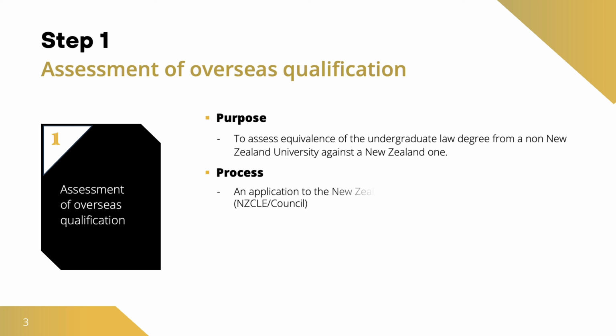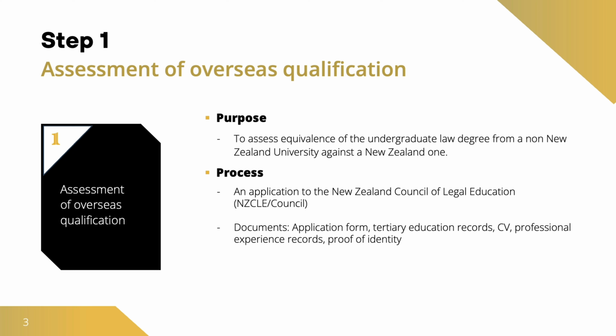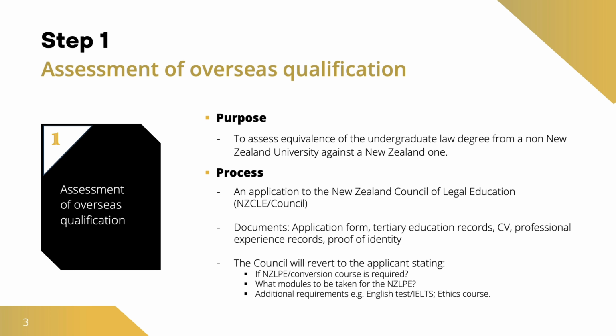In terms of the process, you simply need to make an application to the council and submit documents such as an application form, your tertiary education records, CV, professional experience records, your proof of identity, amongst other documentation. The council will then revert to you stating whether the conversion course is required, and if yes, what are the modules that are to be taken, whether all the 6 modules will have to be undertaken by the student or part of it. The council will also advise you whether there are any additional requirements to be fulfilled, such as the IELTS or English test and the ethics course.